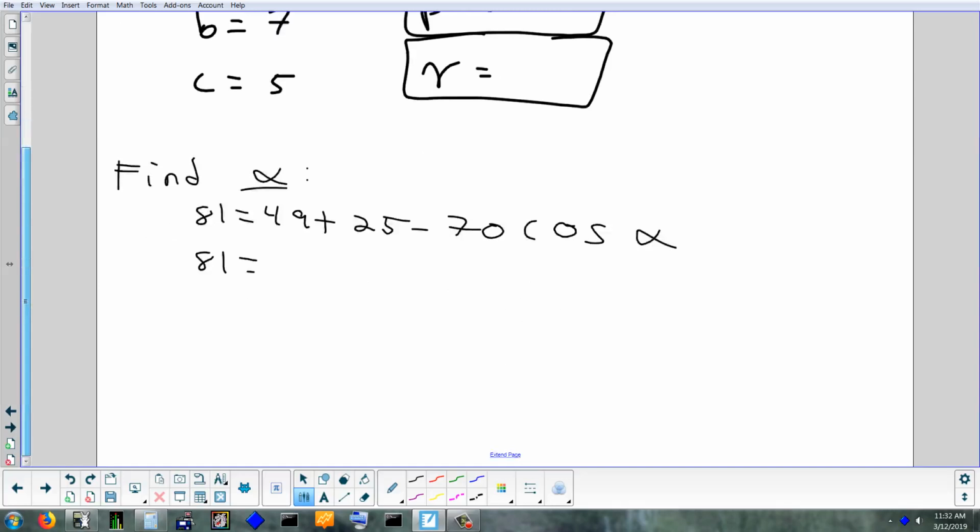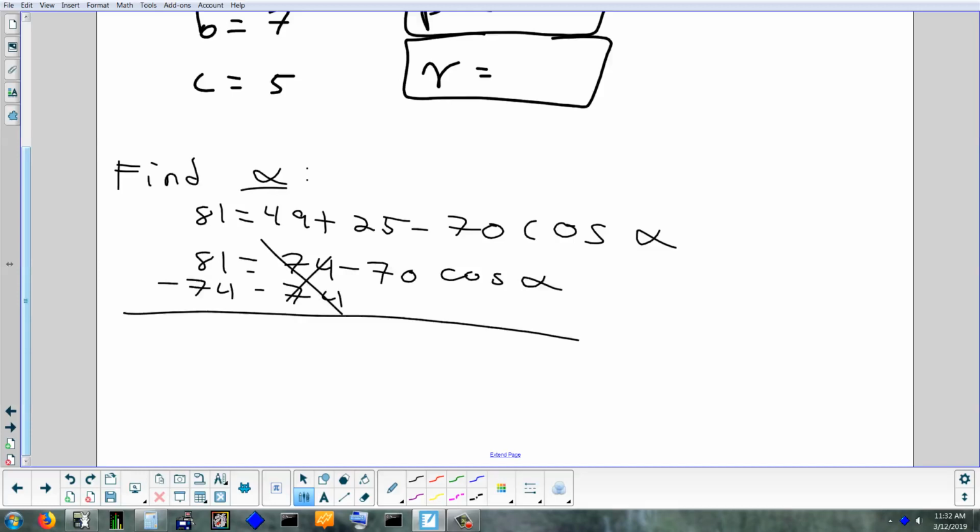81. Combined like terms, 49 and 25 gives me 74, minus 70 cosine alpha. Now, can I do 74 minus 70? No, because the 70 is multiplied by something I don't know. Bring the 74 to the other side. That's gone. 81 minus 74. How much? 7. Equals negative 70 cosine alpha.